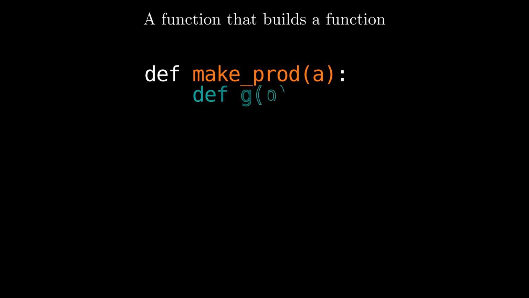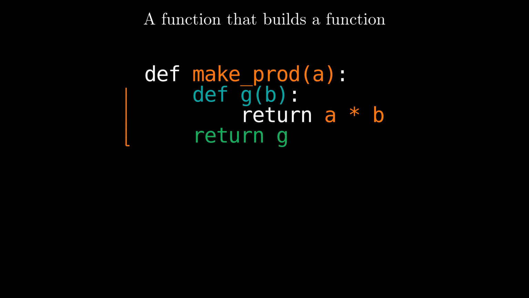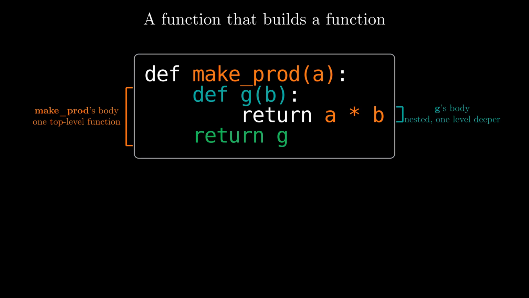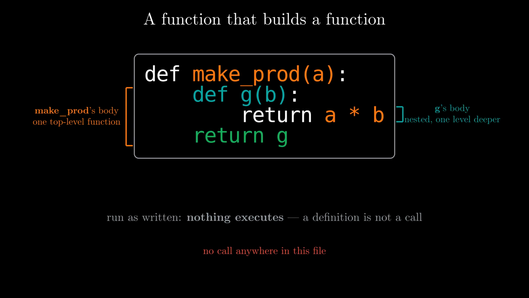Here is the code that makes chaining possible. The definition reads def make prod, taking a single parameter, a, and inside its body sits a second function definition. Def g, taking b, returning a times b. Then at the end of make prod's body, the line return g. Look at the indentation. There is one top-level function here, make prod. The function g is nested inside it one level deeper. And notice what happens if you simply run this file. Nothing. There is a definition and no call, so no body executes at all.